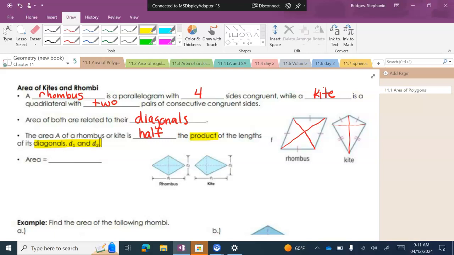It's half. Here's our formula. Area equals 1/2 times diagonal 1 times diagonal 2. Okay, it is literally 1/2 the product of the two diagonals. What is the length of one of the diagonals? What is the length of the other diagonal? Multiply and take half.